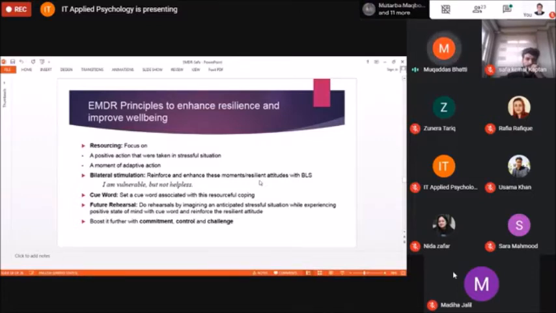The next one is bilateral stimulation. What we need to do is to enhance the adaptive action with bilateral stimulation. We can do eye movements, or tapping, or butterfly hugs. I will show you how you can do the butterfly hug in the very next slide. But first we will learn the remaining principles.